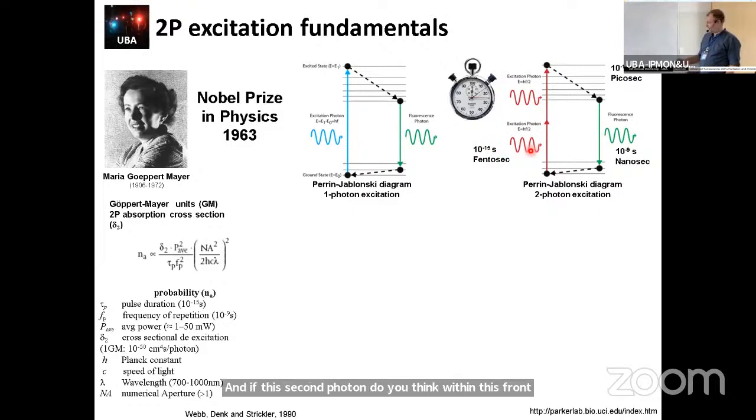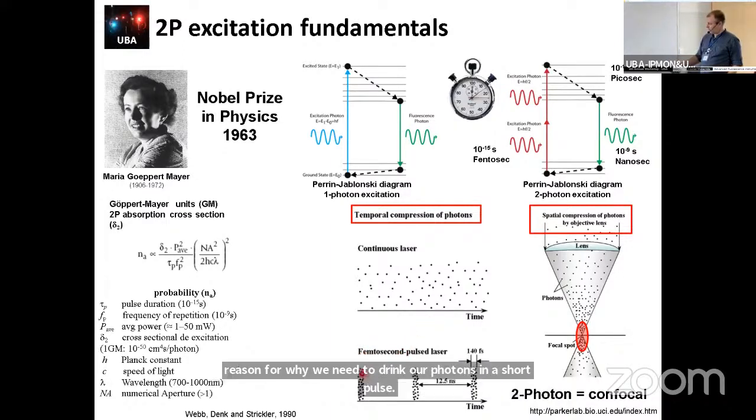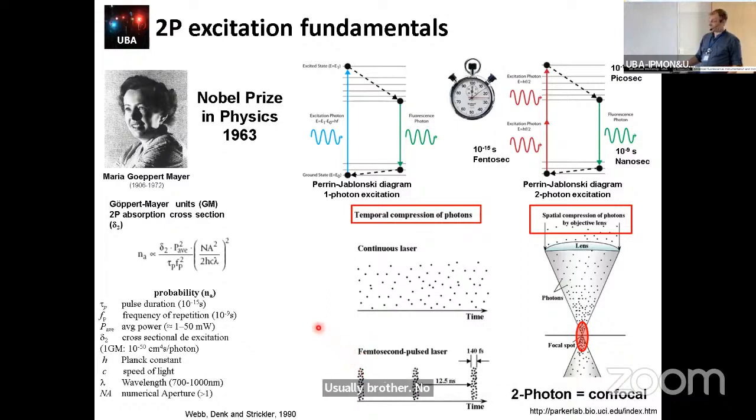So, putting together all the energy impulses is the main reason why we need to shrink our photons into a short pulse, usually no broader than femtoseconds, like less than 100 femtoseconds, in order to increase the statistics of this intermediate state before it goes down and you can stabilize.